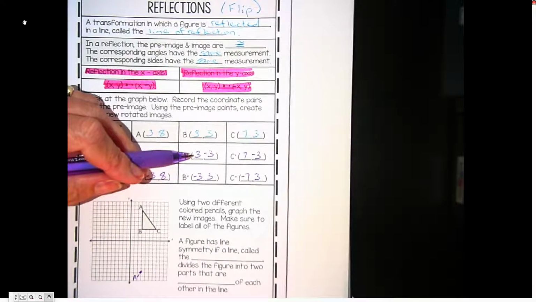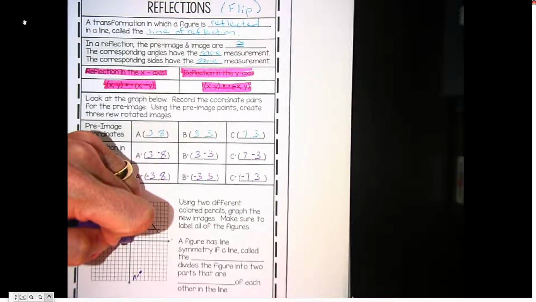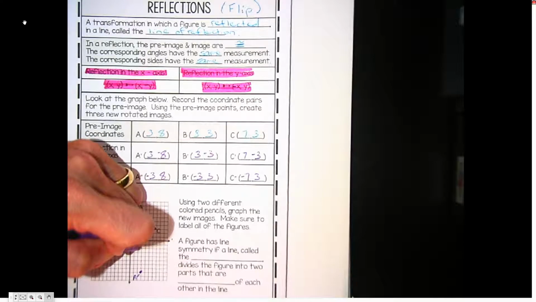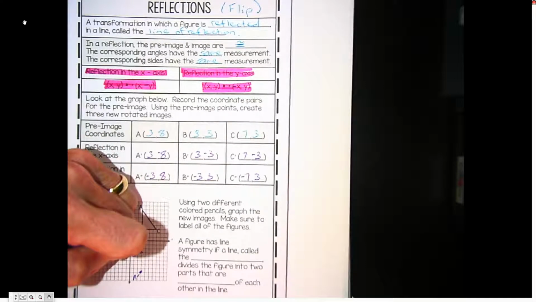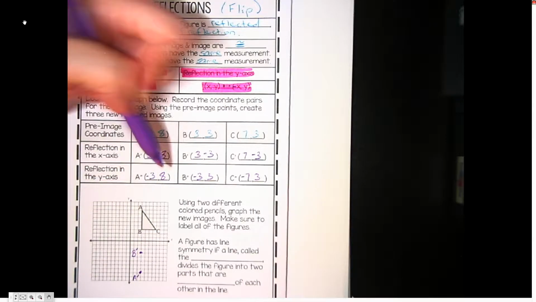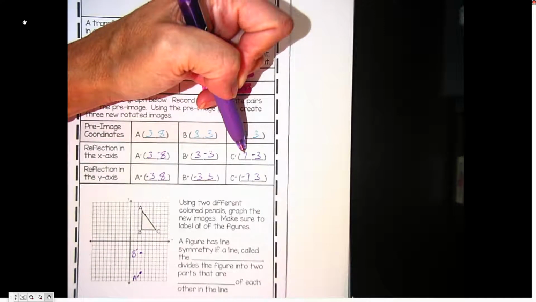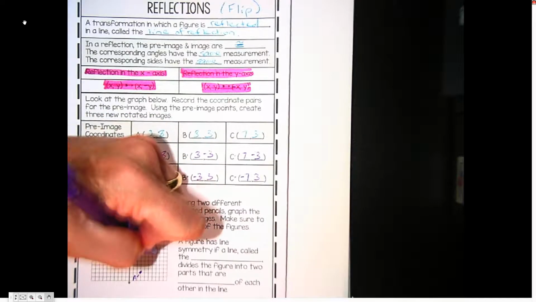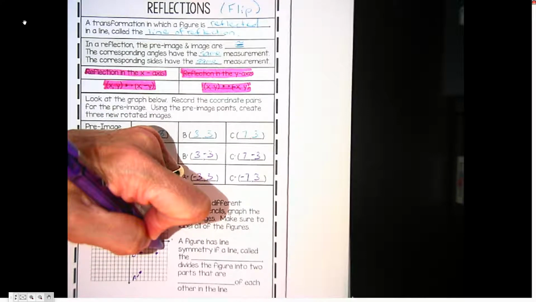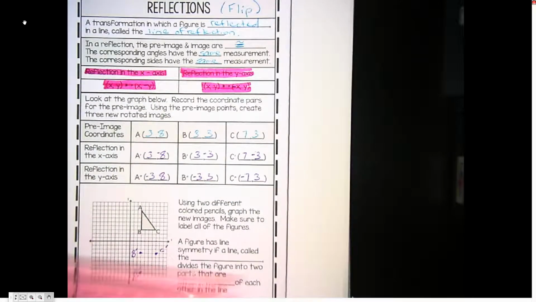B prime is going to be at 3, negative 3, so 1, 2, 3, down 1, 2, 3. So there's my B prime. And C prime is going to be over 7, down 3. 1, 2, 3, 4, 5, 6, 7, down 1, 2, 3. And there's C prime. All right, let's draw our triangle and see what it looks like.